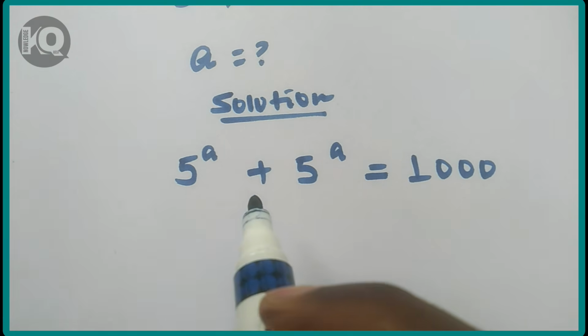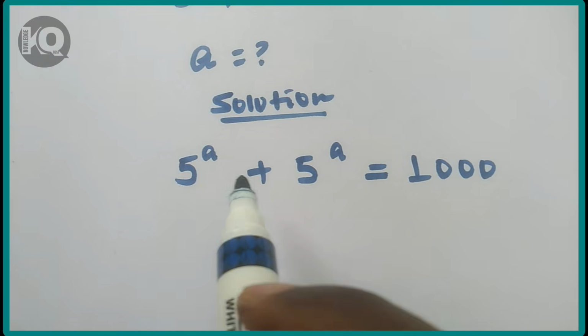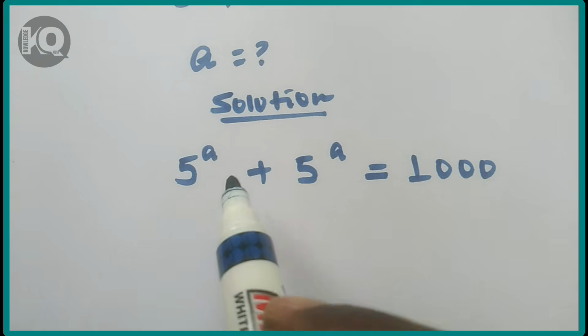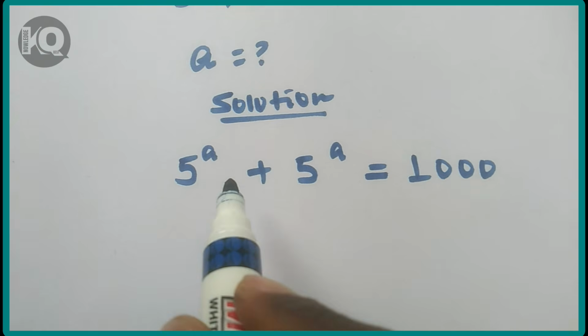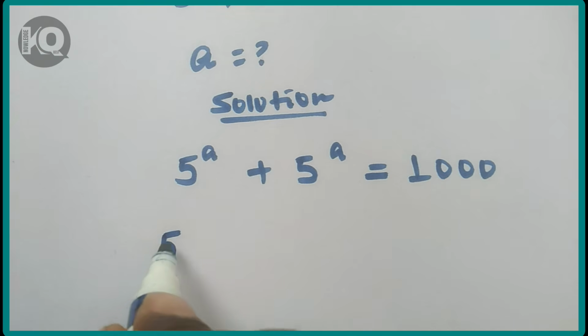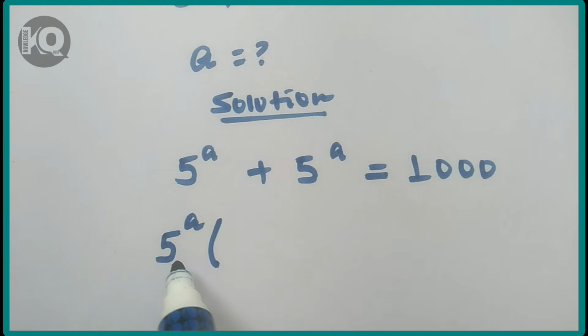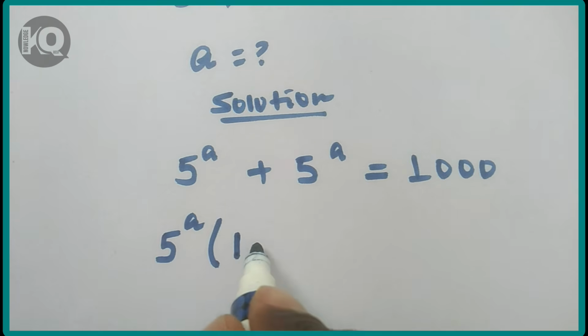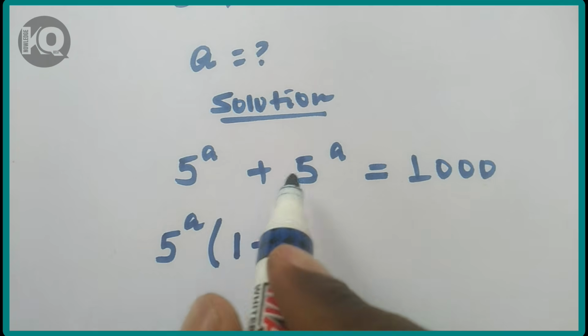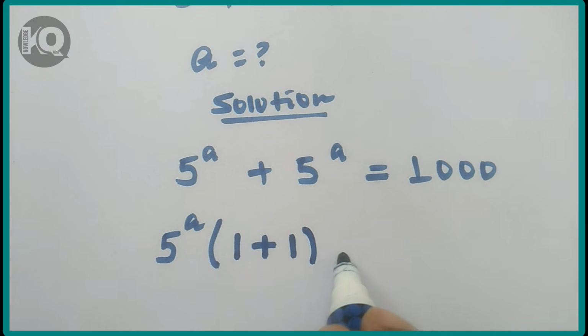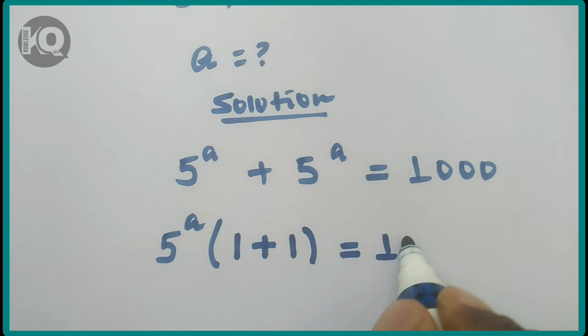So as you have seen from this equation, we have a common term on the left hand side, which is 5 to the power of a. So let's factor out 5 to the power of a, so 5 to the power of a divided by 5 to the power of a will be 1, plus 5 to the power of a divided by 5 to the power of a will be 1, which is equal to 1000.